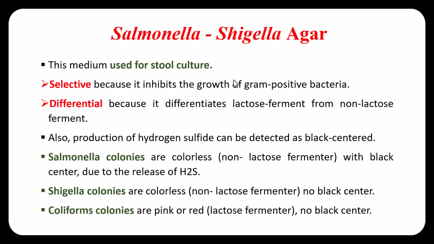The coliform colony, like the E. coli colony, appears as a pink or red color because it's a lactose fermenter bacteria. But this type of bacteria does not release hydrogen sulfide. So the colony of this bacteria is without a black center.